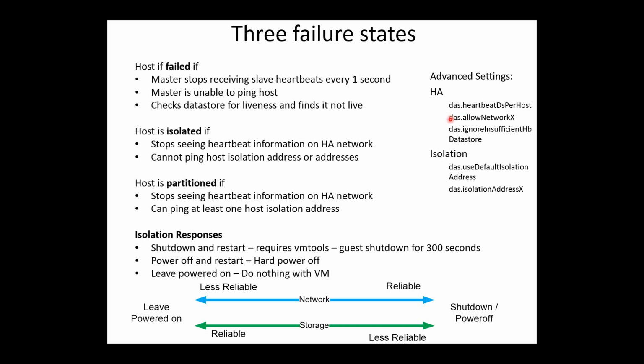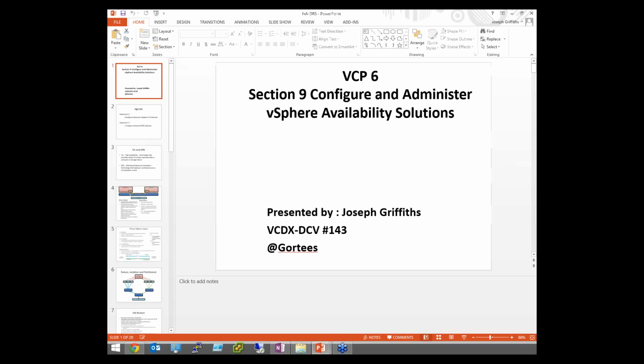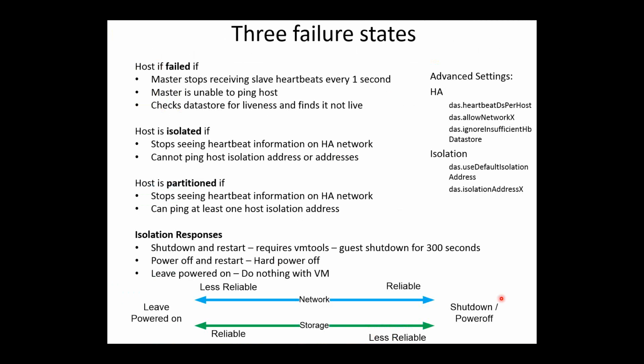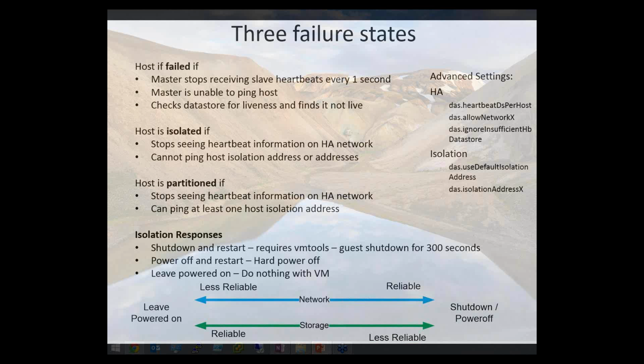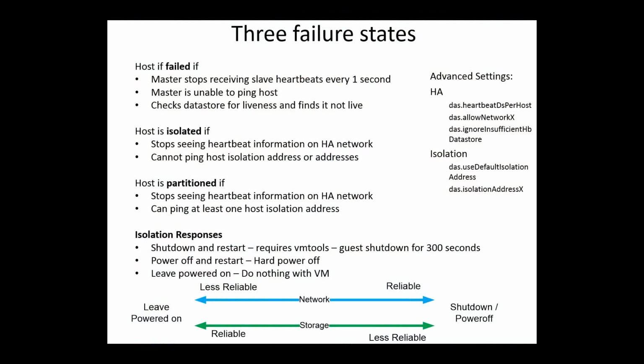The das.allowNetworkX, I believe. Hold on one second, I'm looking at my notes on that one. One moment, everybody. Okay. The das.allowNetwork allows you to specify which management network to use by HA. X is a number between 1 and 9, and it basically goes to your vmk next. Again, it's ignored if you're using vSAN, because vSAN will become the heartbeat datastore network. The das.ignoreInsufficientHbDatastore is for if you only have one datastore. HA requires 2 at minimum, and you want to have not the alarm come up, but you can't use HA. You can disable it there, and that's how that's done.